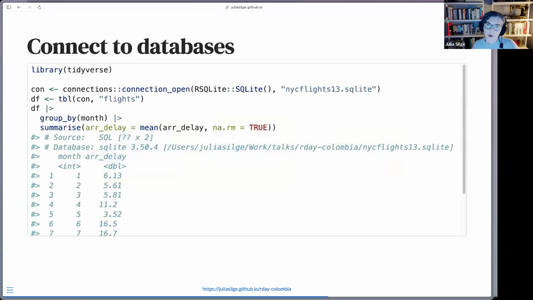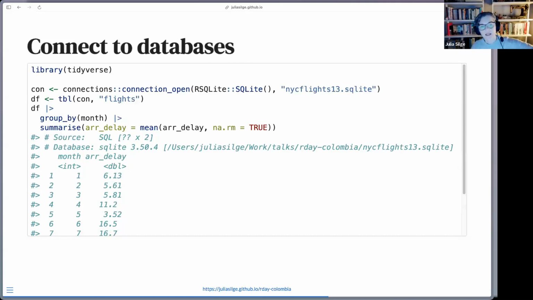So if you were to write code to do this, it might look something like this. We do library tidyverse, and then we make a connection. This is a connection object that manages how R can connect to the database. And then this database has multiple tables in it, and I can get out the flights table from it, and then I can do group by summarize and figure out, again, what's the average delay here. I want to point out a couple things here to you.